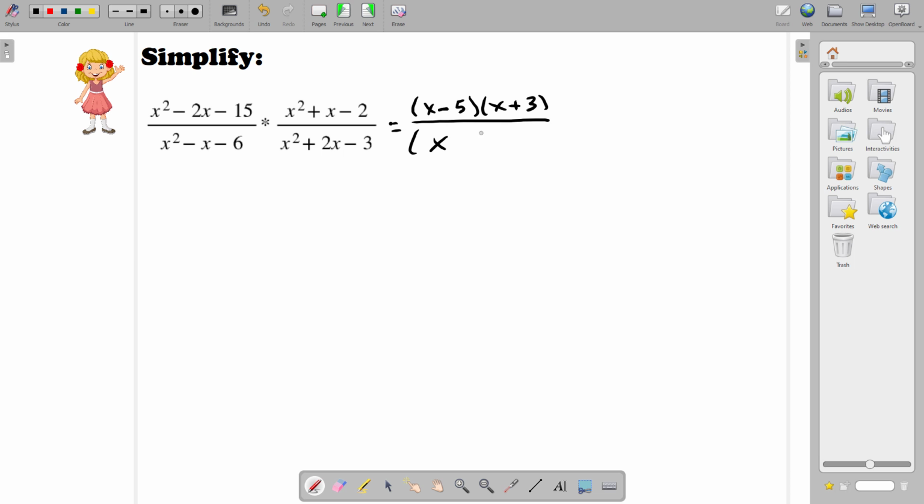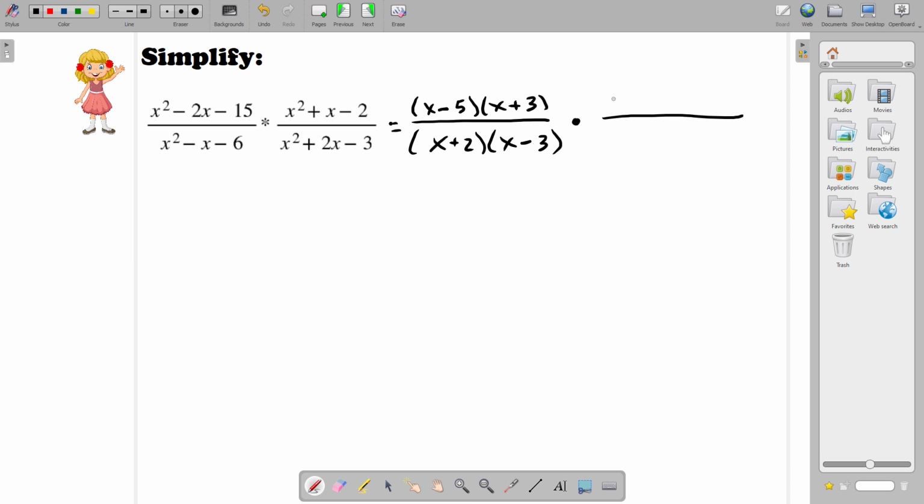On the bottom, factors of 6 are 1 and 6, 2 and 3. I know I need a 1. I can't get a 1 with 1 and 6. So I'm going to use 2 and 3. I need a negative 1, so I'm going to make the 3 negative, the 2 positive. So when I multiply this back out, I get x squared minus 3x plus 2x is a negative 1x, and 2 times negative 3 is negative 6.